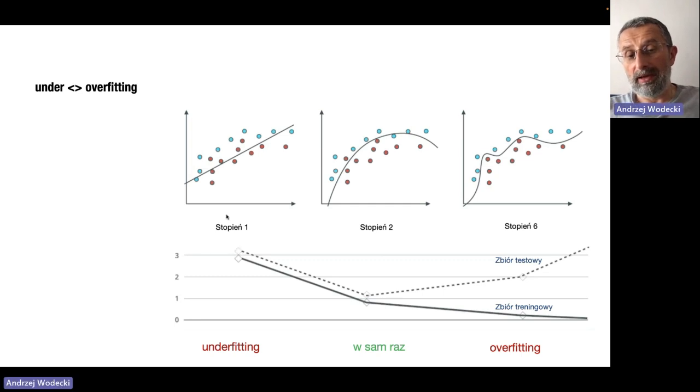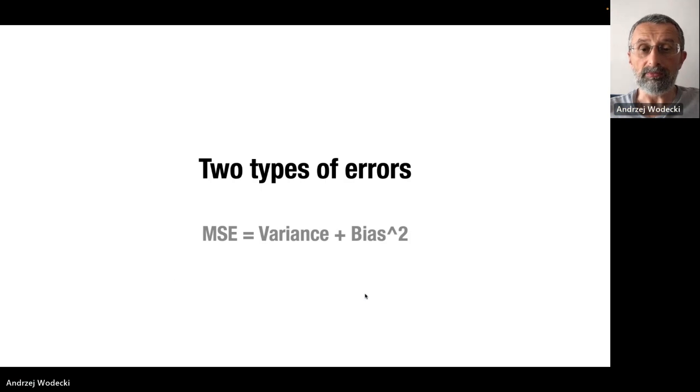So here we have a very simple model. It has quite high error on the test set. Then with increasing complexity, it decreases, but after some point, the more sophisticated the model is, the worse the result. And we are looking for precisely that point, the optimal model.